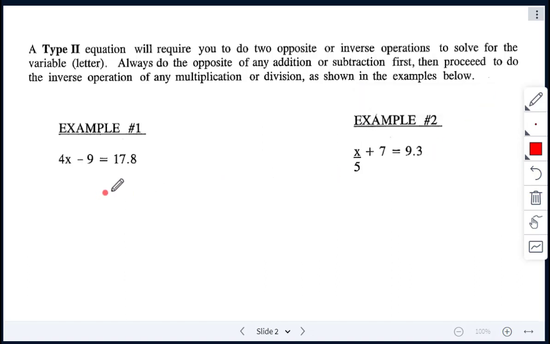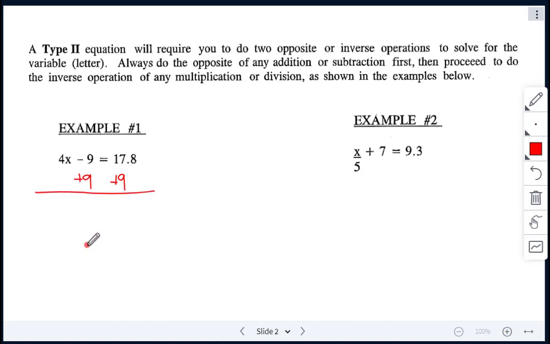Like it says, we're going to do the opposite of addition or subtraction first. So we have here minus 9. So we are going to add 9, and we have to do it to both sides of the equation. The equal sign is here. This is our left side of the equation. This is our right side of the equation. So we add 9 to both sides of the equation.